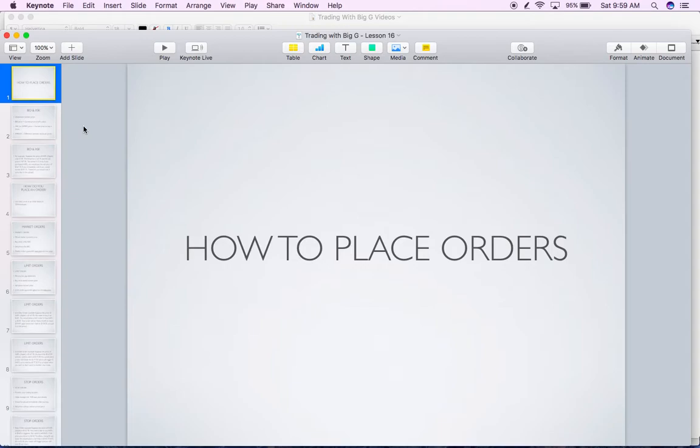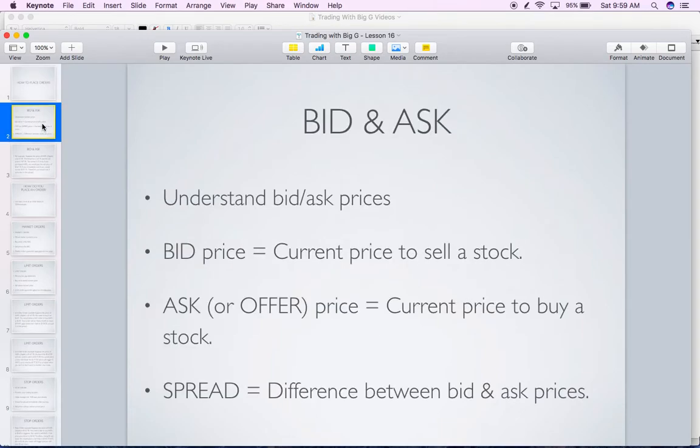So the first thing you need to know about buying and selling a stock is there's this thing called the bid and the ask price. So you need to understand the bid-ask prices first of all. The bid price is the current price that you would pay to sell a stock. The ask price, or the offer, some call it, is the current price that you would pay to buy the stock. And the spread is the difference between the bid and the ask prices.